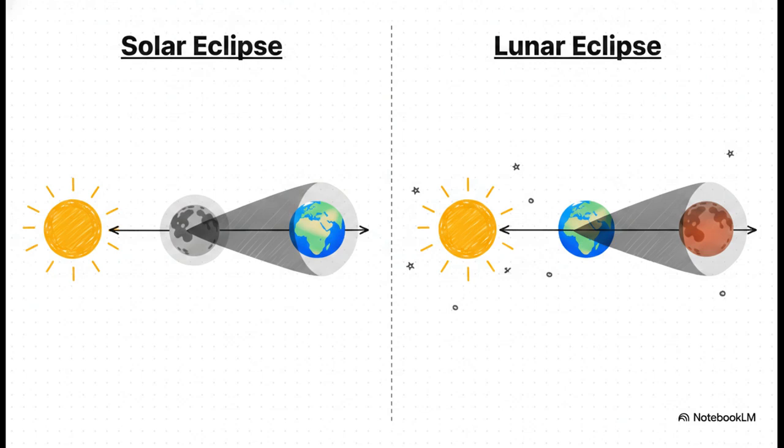Let's just put them side by side to really lock this in. A solar eclipse is when the moon blocks the light from the sun, casting its shadow on the Earth. A lunar eclipse is when the Earth blocks the light from the sun, casting its shadow on the moon. It entirely depends on who is stuck in the middle of this grand cosmic lineup. Moon in the middle? Solar eclipse. Earth in the middle, lunar eclipse.